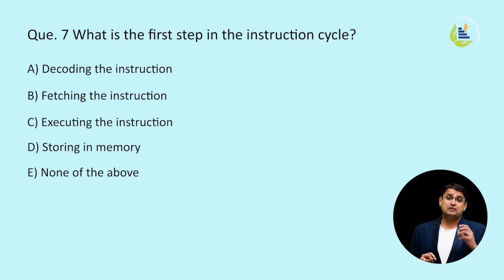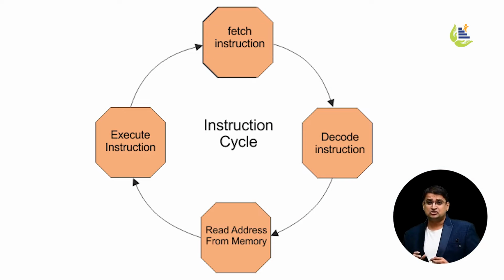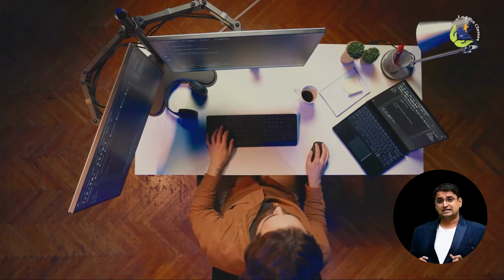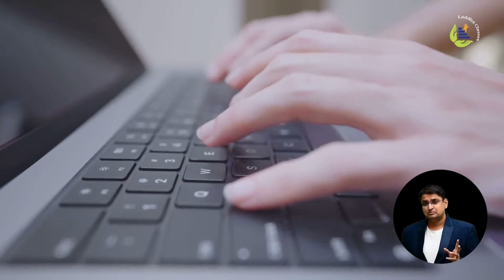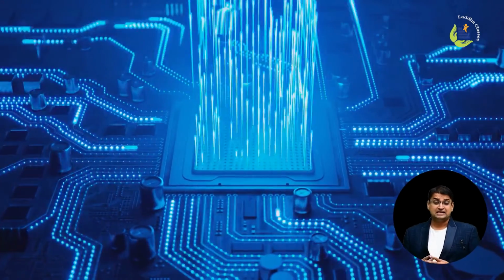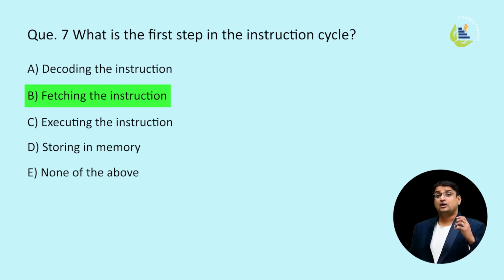Because the first step in the instruction cycle is to fetch the instruction from memory. This involves retrieving the next instruction that the CPU needs to execute. Once the instruction is fetched, it is decoded and then executed. This order is critical as fetching is the initial step that prepares the CPU for decoding and execution.